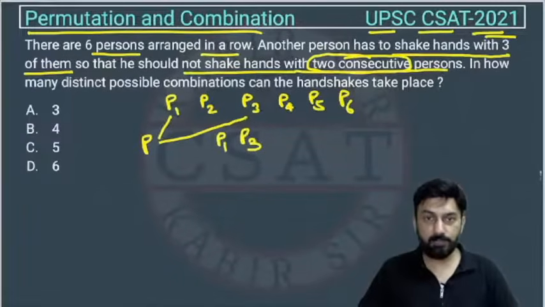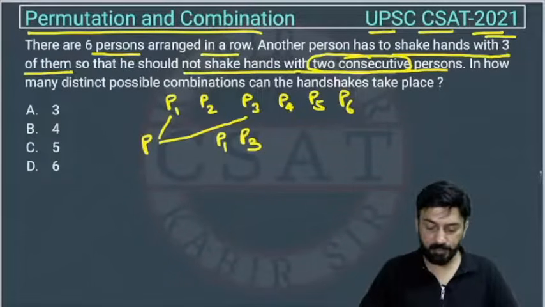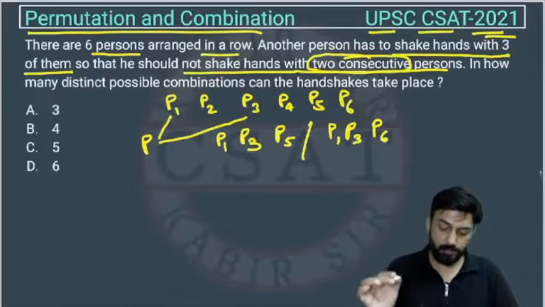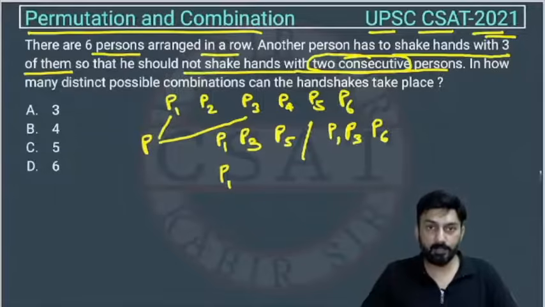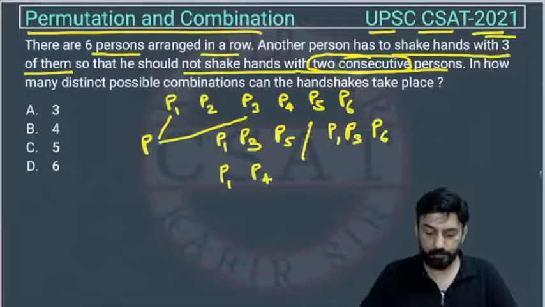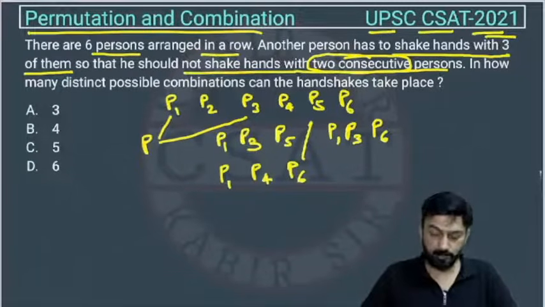So he cannot shake hand with P4, and out of 5 or 6 he can shake hand with anyone. Suppose the first case is P5 and the second case will be P1, P3 and P6, right? And the other possibility is he is shaking hand with P1 and then with P2 he cannot shake hand, right? Suppose he is leaving P3 and now shaking hand with P4 and then with P6, because with P5 he cannot shake hand, right?